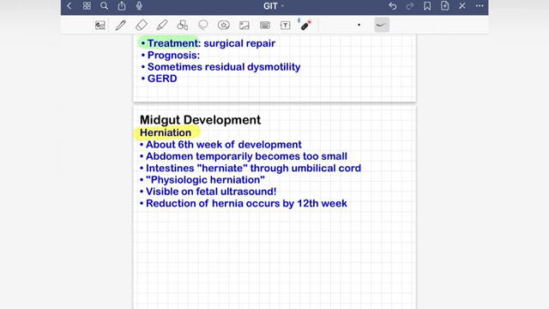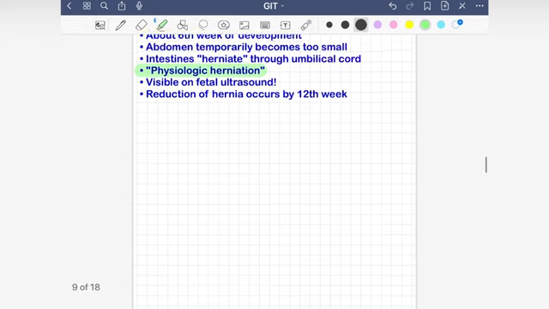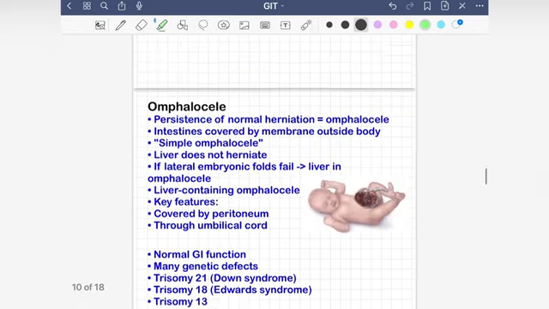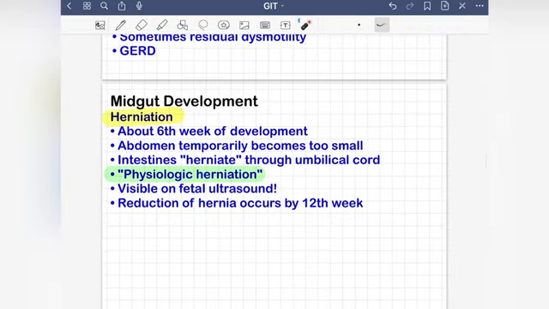About the 6th week of development, the abdomen temporarily becomes too small, so the midgut herniates through the umbilical cord. This is called physiologic herniation, and you can see it on fetal ultrasound, and the hernia will reduce and contents will go back into the abdomen by about the 12th week. If the midgut does not return to the abdomen, the baby will be born with omphalocele. This is a persistence of the normal herniation process. Intestines will be outside of the body covered by a membrane.